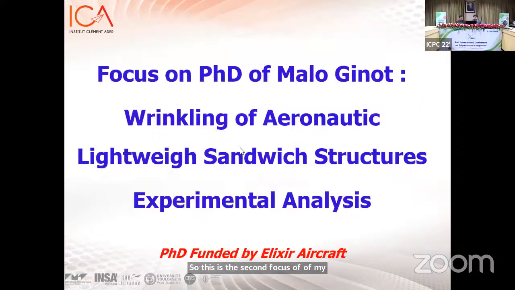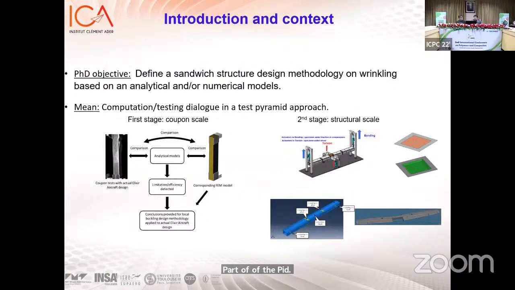So now I move to what my colleague from Faisal Abed has asked for. I will just focus on an experimental analysis, a part of the PhD of Malo. The overall purpose of the PhD of Malo is to define a design methodology, especially for wrinkling. Wrinkling is local buckling of the skin of a sandwich structure, where the skin is supported by the core. Okay, so you have an interaction. It is a very local problem, and it is also a 3D problem.